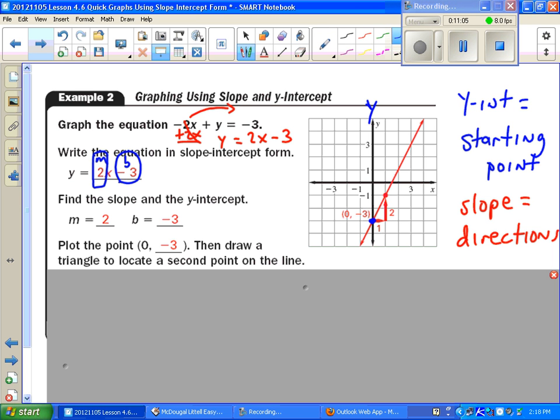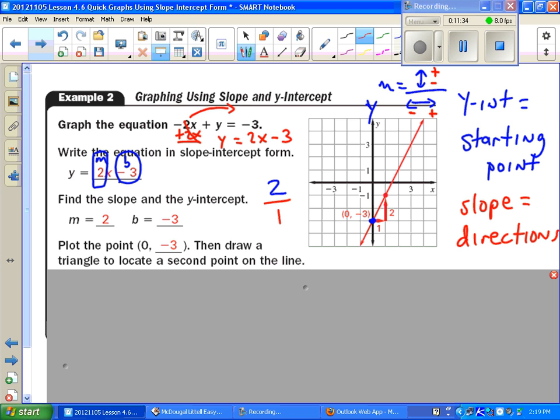Then your slope is 2. Now, all slopes are rise over run. Remember, m is the rise, so up or down, over the run, left or right. If it is a positive number, it means it's going up. If it's negative, it's going down. If it's negative on the bottom, it's going to the left. If it's positive, it's going to the right. So from your starting point of negative 3, our directions tell us 2.